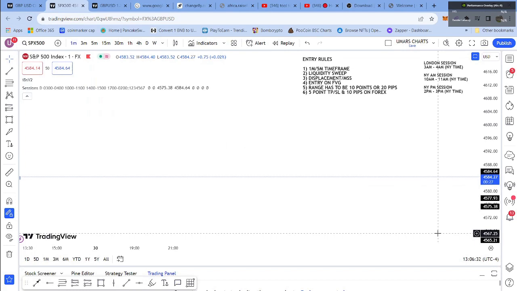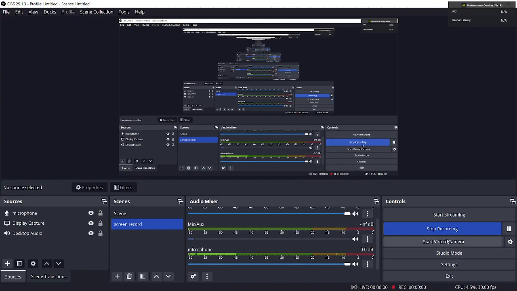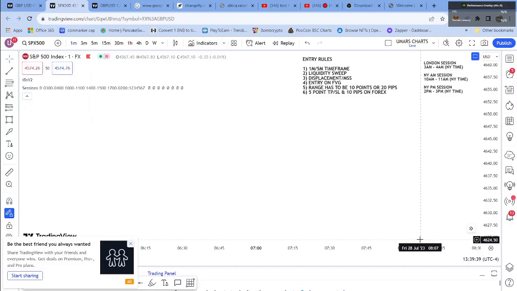Today we're going to be speaking about the ICT silver bullet strategy. As we all know, ICT has created many strategies before, and this is by far one of the most profitable strategies we have seen, and one of the simplest strategies we have seen yet to come. Let's dive straight into it.